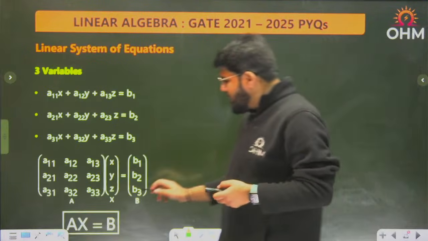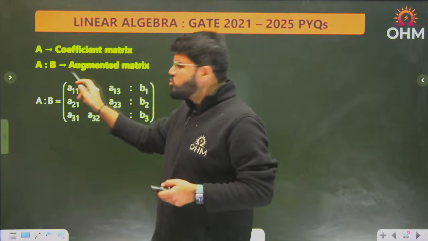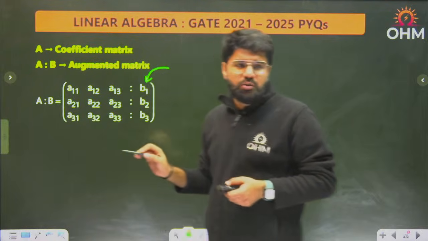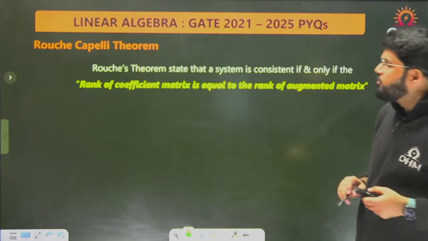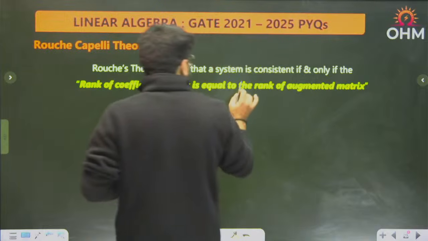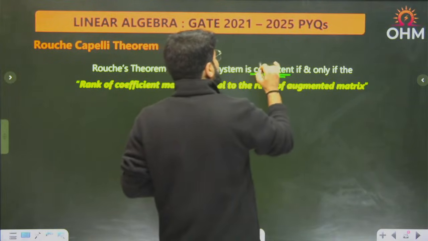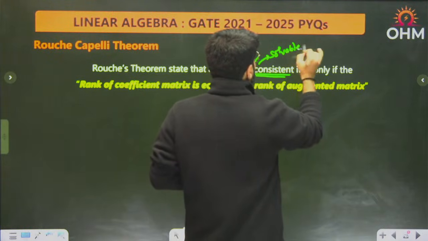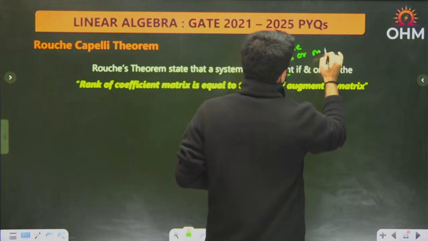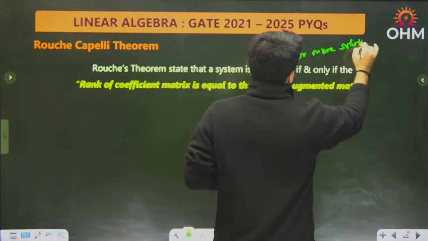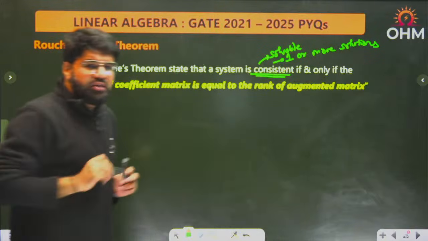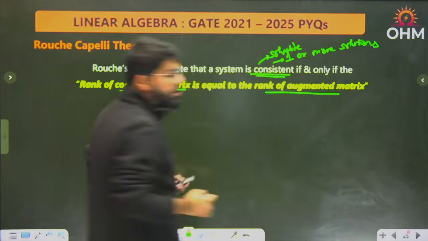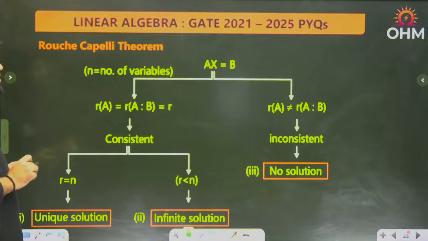We call the matrix A the coefficient matrix. A|B is the augmented matrix. Whenever the B matrix is included as an extra column, that becomes the augmented matrix. The Rouché-Capelli theorem says that the system is consistent, meaning solvable. If it is solvable, it will have one or more solutions. Minimum one solution it may have. The system is consistent if the rank of the coefficient matrix is equal to the rank of the augmented matrix. I will write down all the conclusions within this flow chart.